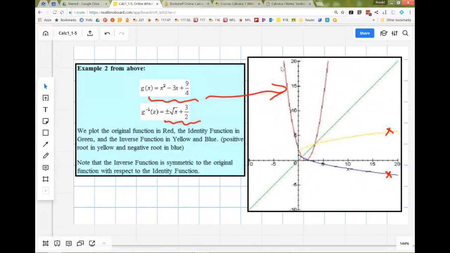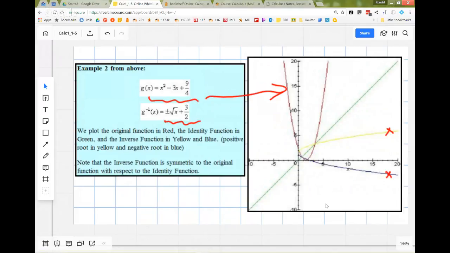So the original function, that's just a good old parabola, this red graph here on the left. And then I got the identity function in green again. And then you notice we have plus and minus square root of x plus 3/2. Well, the plus part is the yellow on the top, and the blue part is the bottom. That's the minus. And if you tilt your head to the side, you should see that we just have a parabola that's been tilted, and it really is a mirror image with respect to that green line. That will always happen with an inverse.